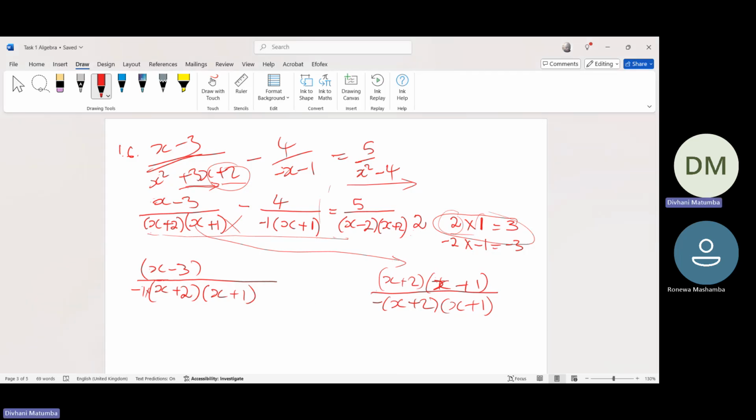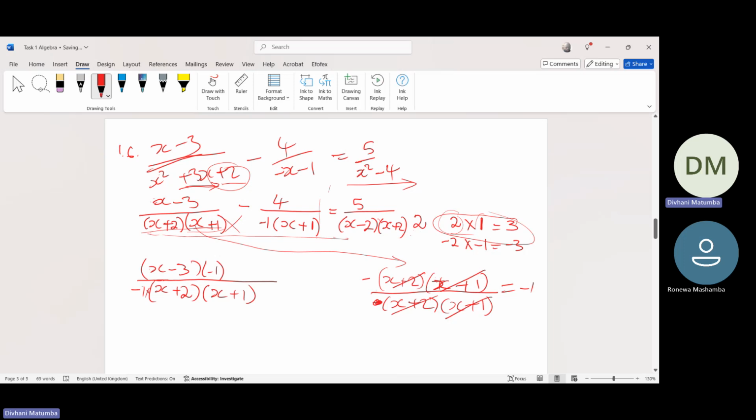So what you're going to have is, this 2 will cancel. Sorry, I actually made a mistake. You have to take the LCD and you divide it by this denominator. 2 and 2 will cancel, and this 2 will also cancel. You'll be left with minus 1. So you will multiply it by minus 1.